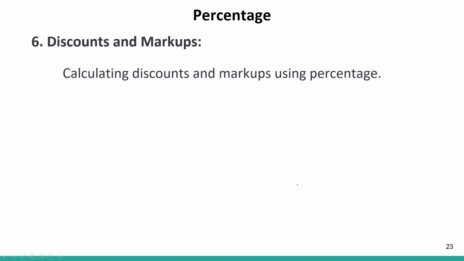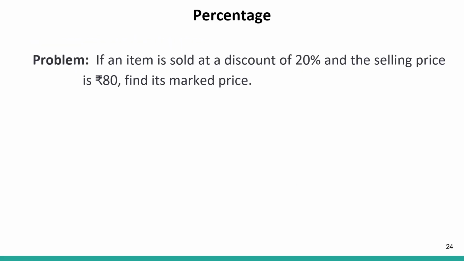So let's see the sixth kind of problem that is being asked, that is on discounts and markups. So calculating discounts and markups using percentage. Okay. So if an item is sold at a discount of 20% and the selling price is 80, find its marked price. Okay. So the item is at discount of 20%. Okay. So if the item is at discount of 20%, what is its value remaining? That is 80%. 80% value is remaining, right? And the selling price is 80. So if 80% is equal to 80, 1% is equal to what? 1. So this implies that 100% is equal to 100 rupees. So the price must be 100 rupees.